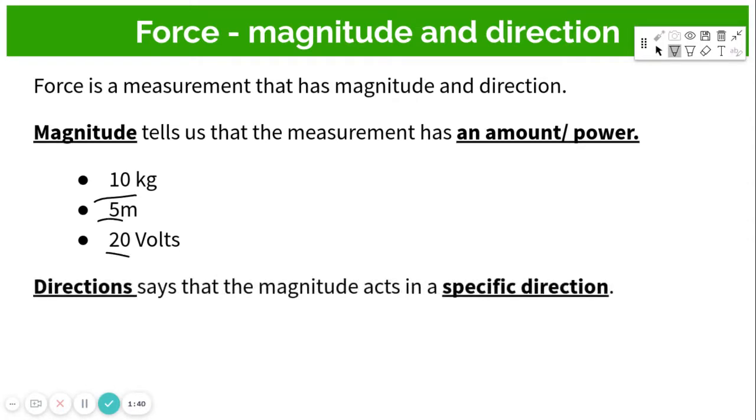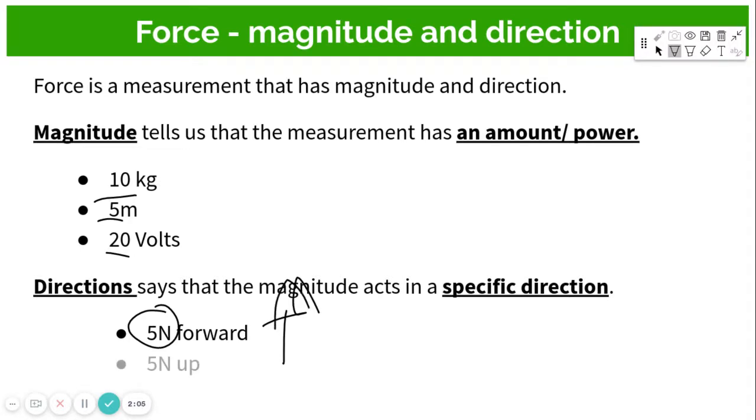Okay? Direction says that the magnitude acts in a specific direction. And this is where it becomes unique to when we measure force. When we measure force, we always have a magnitude and a direction. So let's look here: 5 newtons forward. What this means is the magnitude is 5 newtons, and that 5 newtons is going in the forward direction. Oh, that arrow looks terrible.